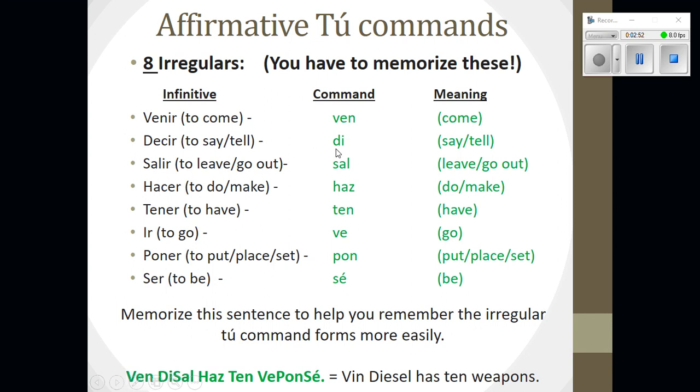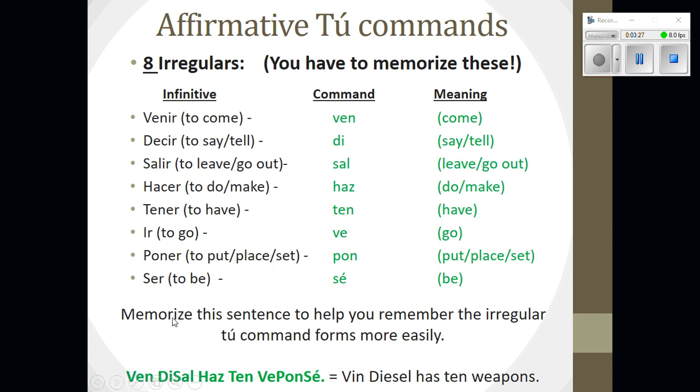Notice decir. If you want to tell someone say or tell, di. If you want to tell someone leave or go out, sal. If you want to tell someone do or make, haz. If you want to tell someone have, ten. If you want to tell someone go, ve. If you want to tell someone to put, place, or set, pon. And if you want to tell someone be, sé. Notice that that one has an accent. That's the only one that does. Okay, you have to remember that. That's important.